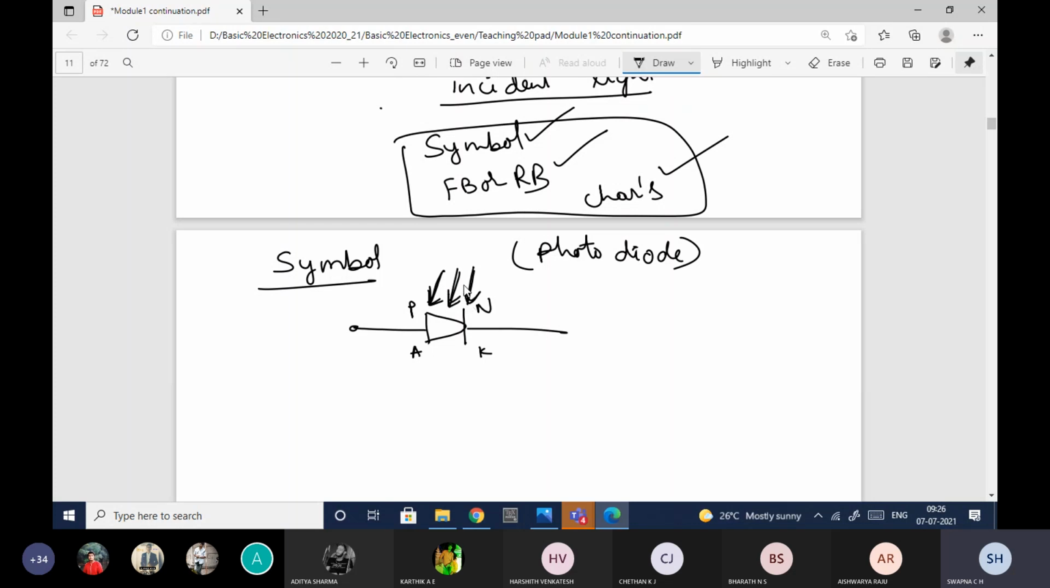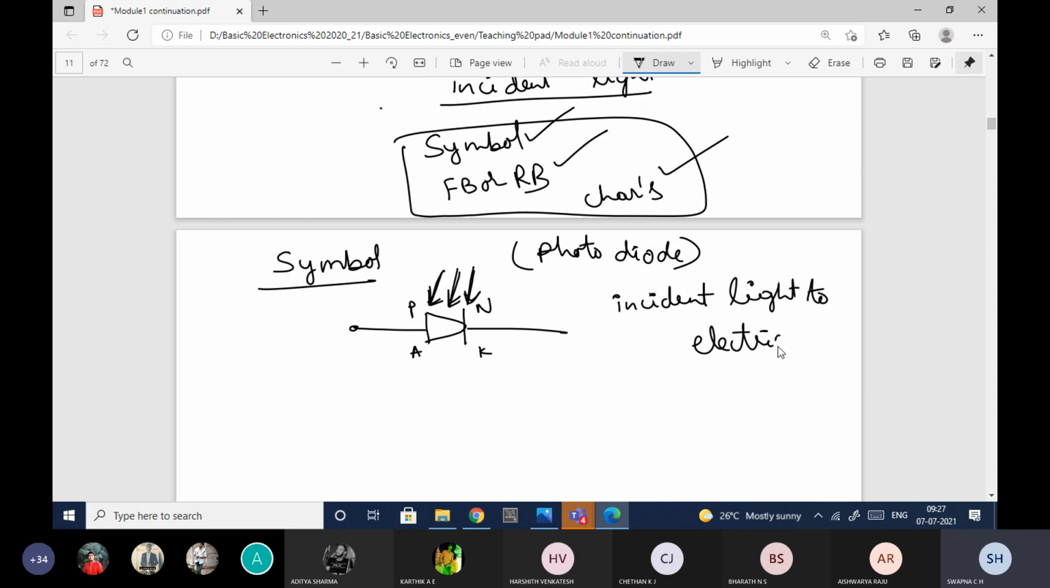Okay, so this arrow indicates that something is falling on this PN junction diode. That is what it means. It is nothing but light. Light is falling on this diode, which will convert the incident light to electric current. That is the principle.